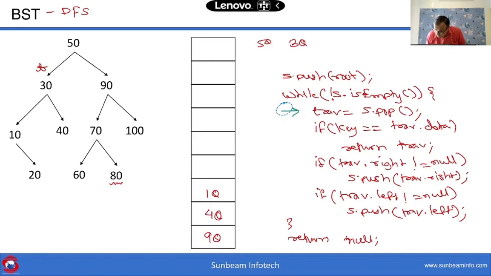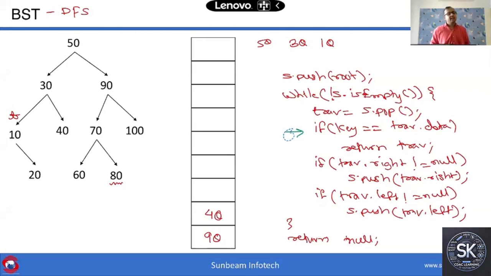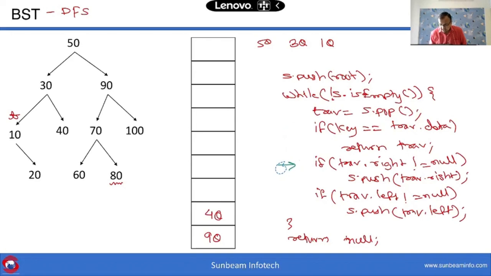You pop the next element. The next element I see is 10. Let me pop 10 and let me compare. Is it matching? Sorry, I'm searching 80. 80 is not matching with 10. What is to be done? 10 का right child है क्या? हाँ, definitely है. 10's right child is 20. Put it onto the stack. 10 का left child है क्या? Sorry, 10 का left child नहीं है.